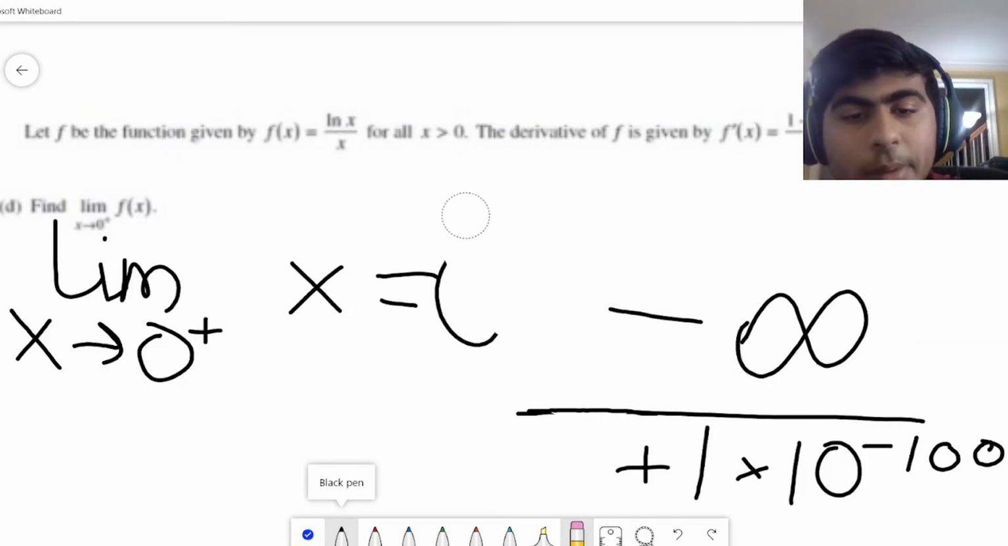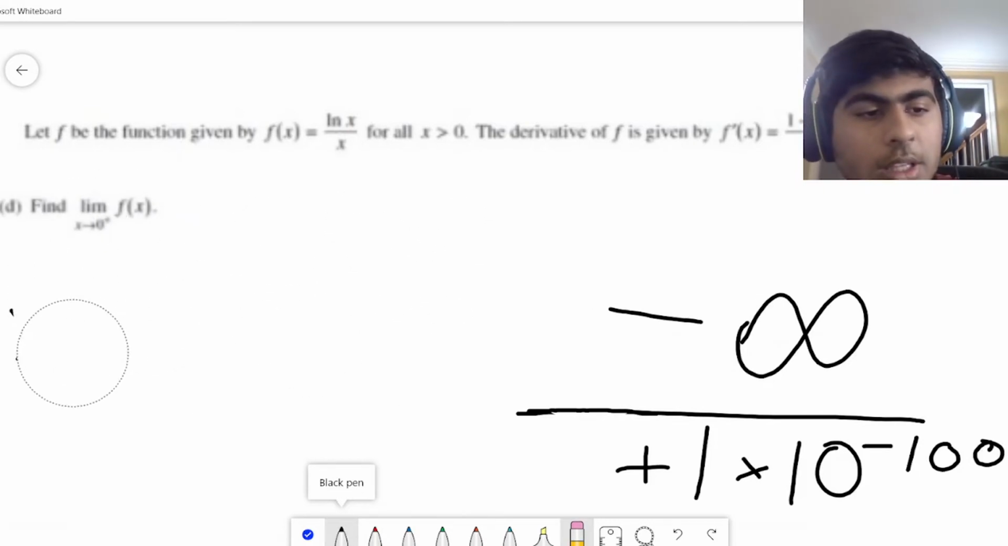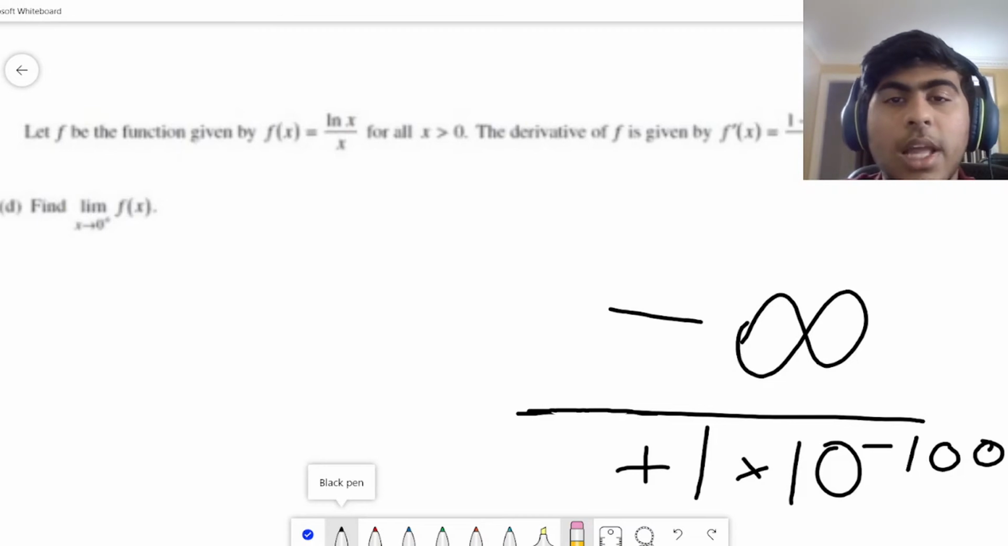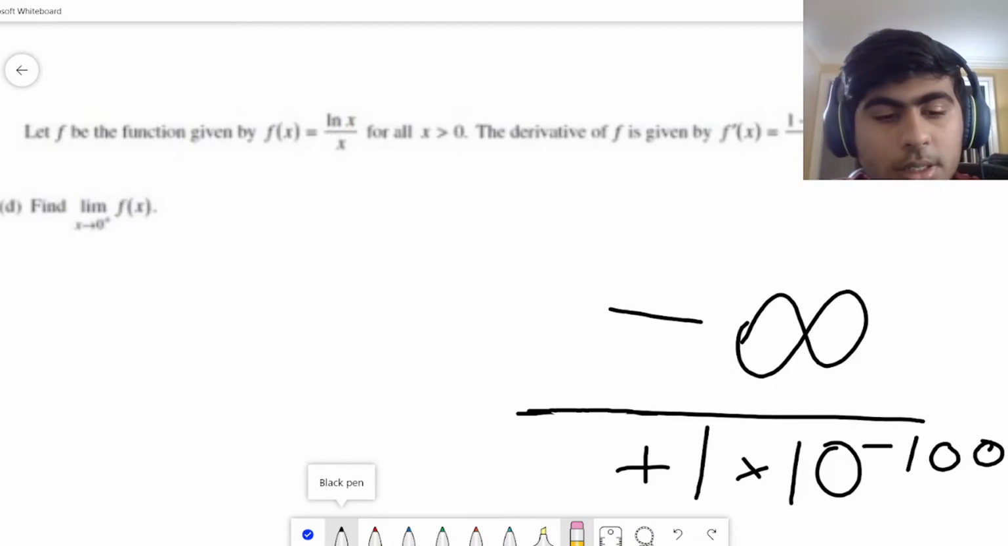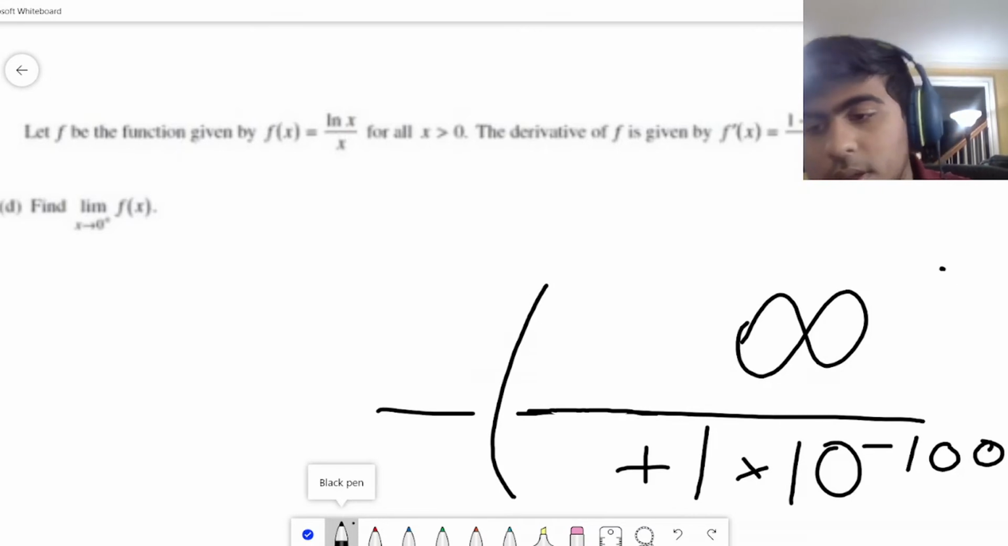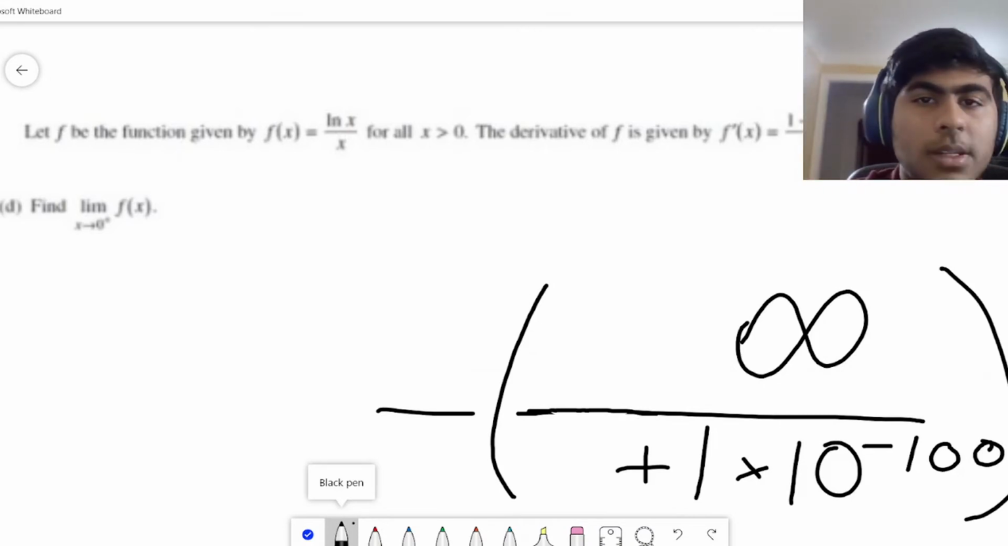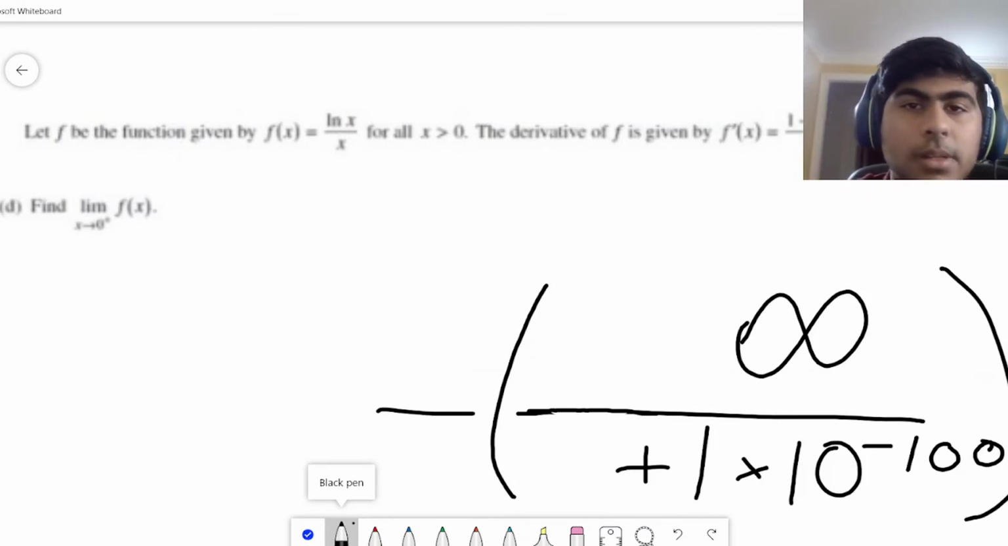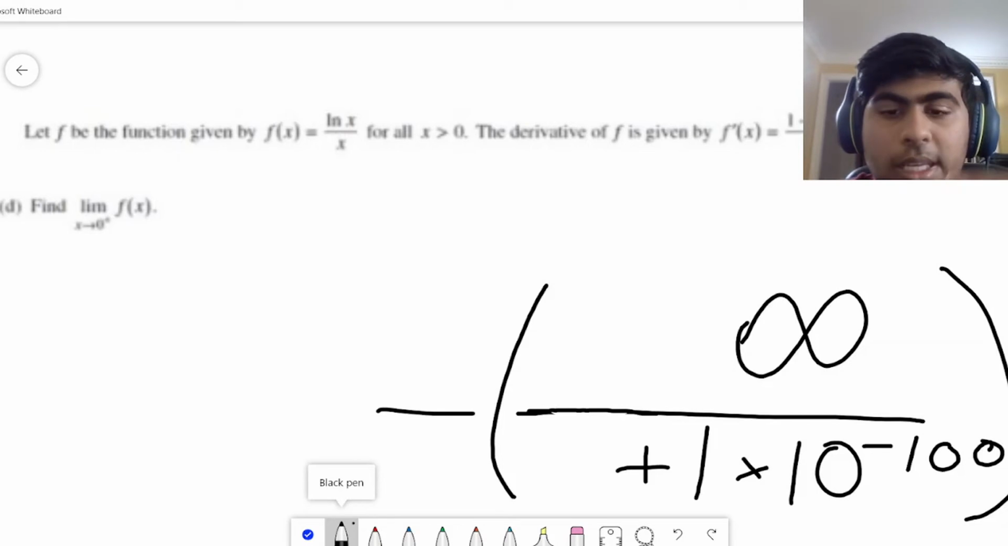Now, think about what we're doing here. We're dividing something that's really large. Well, actually, it's technically really small because it's negative. But if we just pull the negative out for a second, we're dividing something that's really, really big by something that's really, really tiny. We're dividing infinity by what's basically 0, getting close to 0. We're going to get infinity.